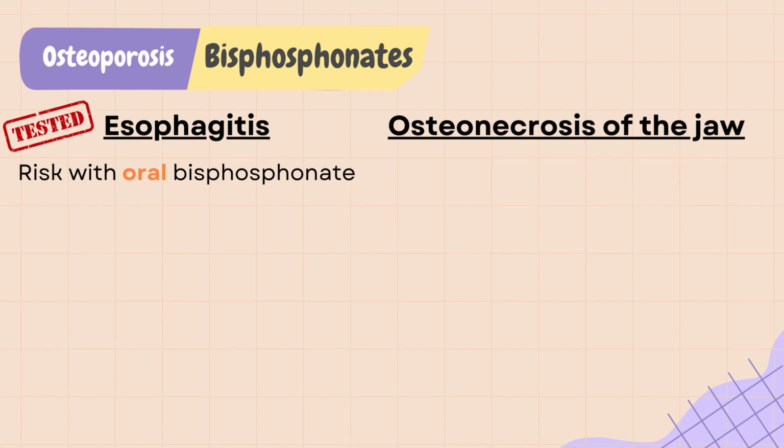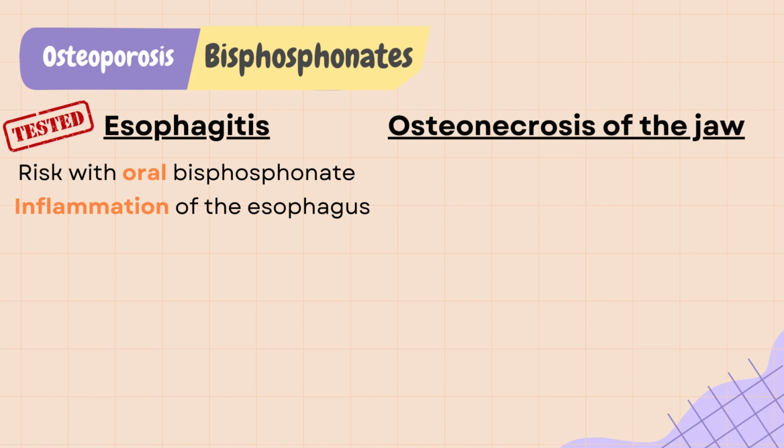With oral bisphosphonate, if the tablet gets stuck and sits against the mucosa of the esophagus, it damages the protective lining of the esophagus and causes inflammation of the esophagus, called esophagitis. And that can lead to ulceration and perforation of the esophagus.